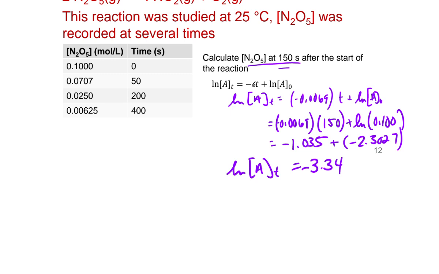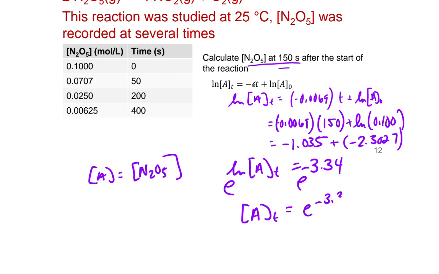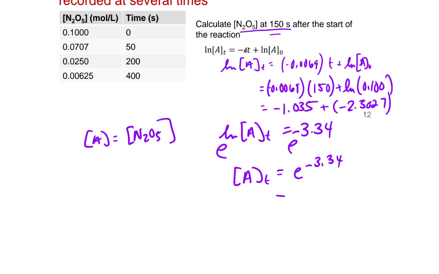How do we mathematically get rid of that natural log? Yeah, you raise e to the power. E to the power, yep. So we'll do e. Then we'll get the concentration of A at time t, where we're going to say A because I was sloppy here, equals the concentration of N2O5, equals e to the minus 3.34, which is 0.0356 moles per liter.